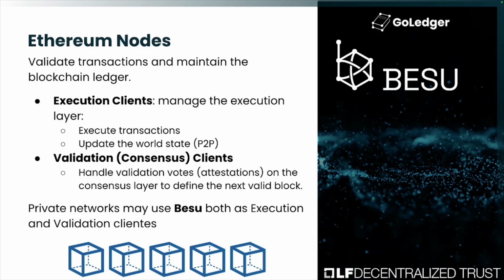Consensus clients operate in the consensus layer. They handle attestations and validation votes to determine the next valid block in the blockchain. This process ensures that the entire network reaches agreement on the blockchain's current state. When using the QBFT consensus mechanism in a private network, it is perfectly fine to run a Besu client that fulfills both roles, managing both execution and consensus. This differs from the Ethereum mainnet, which typically requires a dedicated client, such as Teku, for validation purposes.